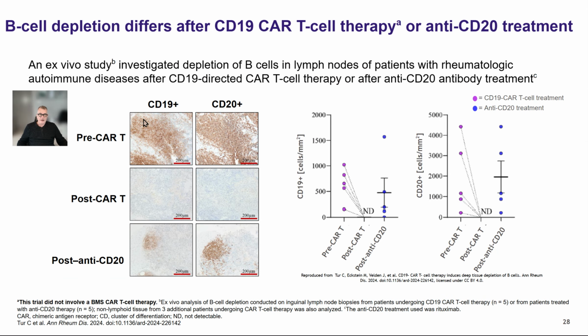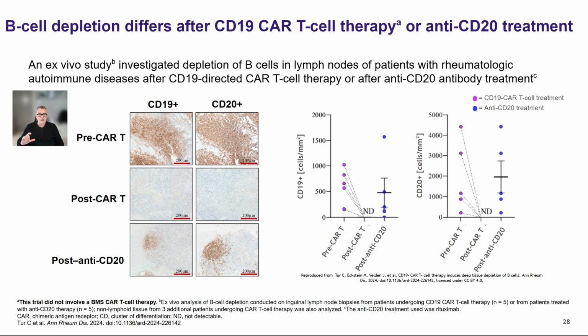This is just showing you how effective CAR T cells are at depleting B cells. So we have a pre-CAR T cell lymph node staining, CD19, CD20, and you can see after anti-CD20, which is rituximab in this case, you can still see that there are persistent B cells in the peripheral lymph nodes, whereas CAR T cells completely deplete them. So we think that CAR T cells are much better than monoclonal antibodies at depleting deep tissue B cells, and also CAR T cells get into the central nervous system, and we know that from treatment of CNS lymphomas, they're effective at getting across the blood-brain barrier.